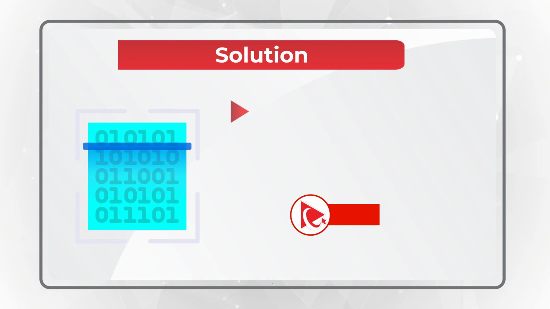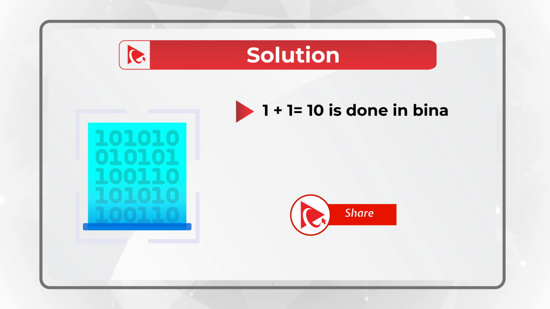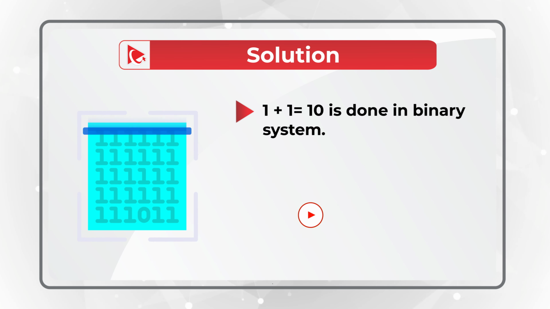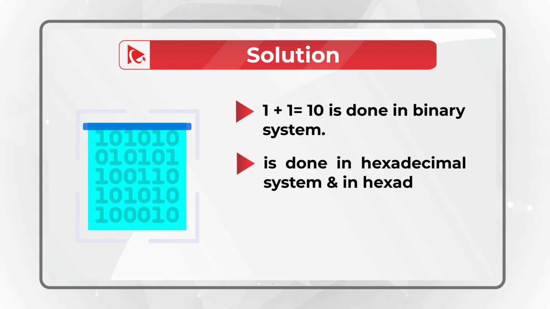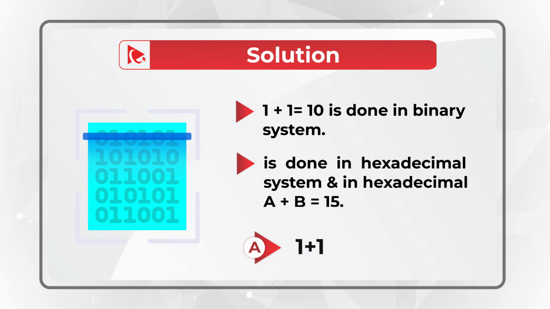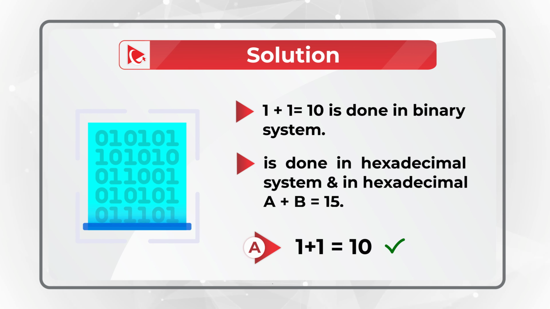As you might have guessed, the trick here is that the first expression is done in a binary system, and in the binary system, 1 plus 1 equals 10. The second expression is done in a hexadecimal system, and in the hexadecimal system, A plus B equals 15. So the correct answer here is choice A, 1 plus 1 equals 10.